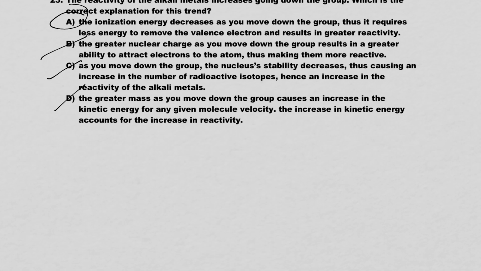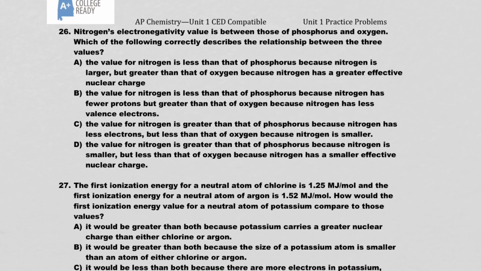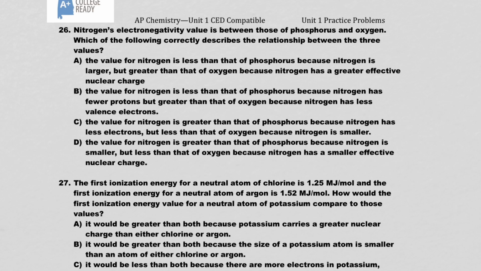All right, moving to the next page, 26. Nitrogen's electronegativity value is between those of phosphorus and oxygen. So again, it's a good idea to see where those are. Oxygen is to the right of nitrogen. Phosphorus is right below it. So it looks like this on the periodic table: N, O, P, and then F is right there, which we know is the highest.